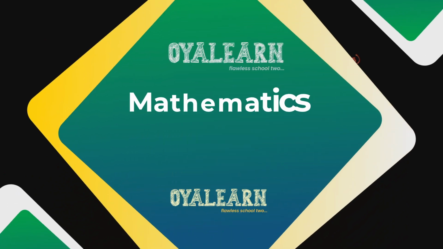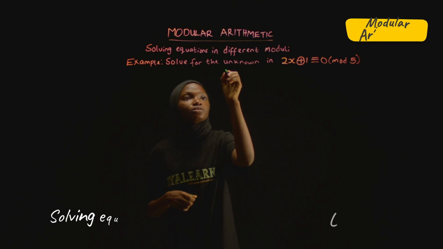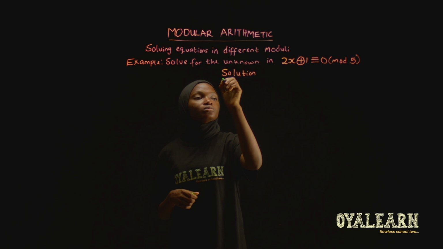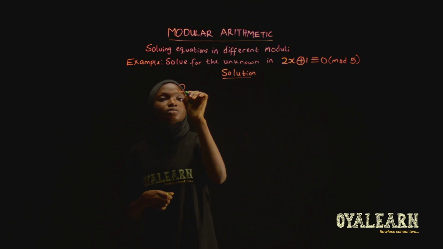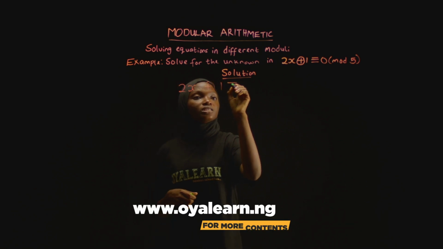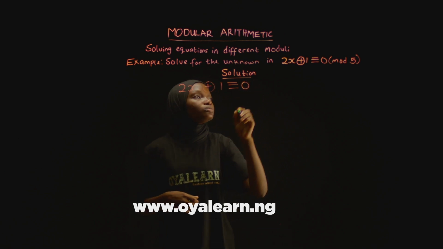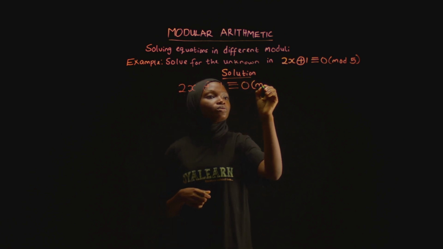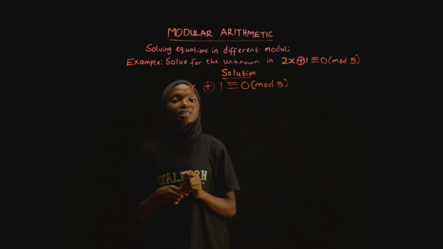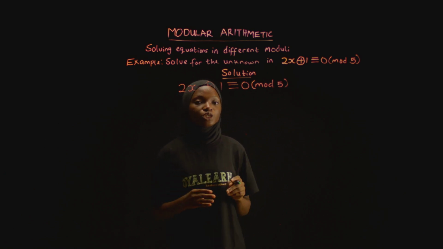Let's solve for the unknown, that is x, in this equation in mod 5. Solution. We will write that 2x plus 1 is equivalent to 0 mod 5. So here, this is just like solving a normal simple equation, that is 2x plus 1 equals 0.